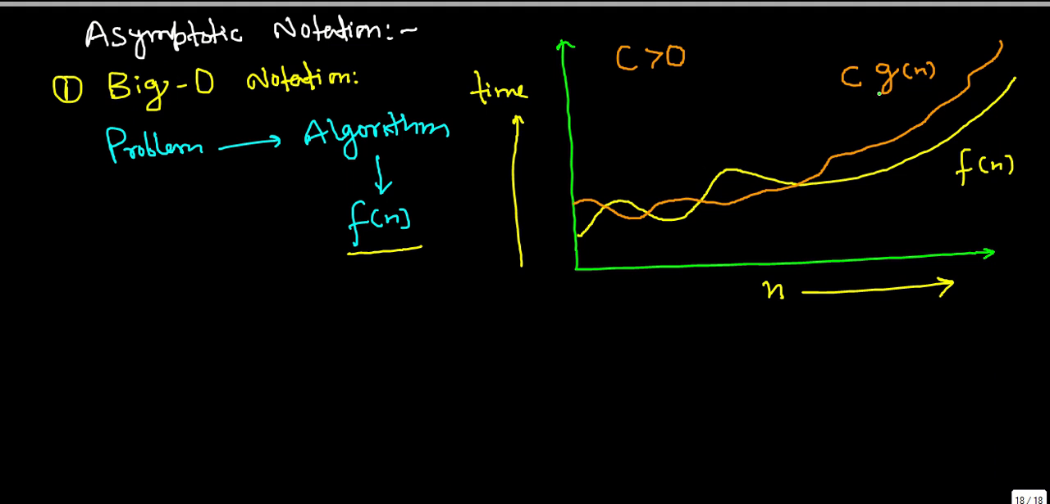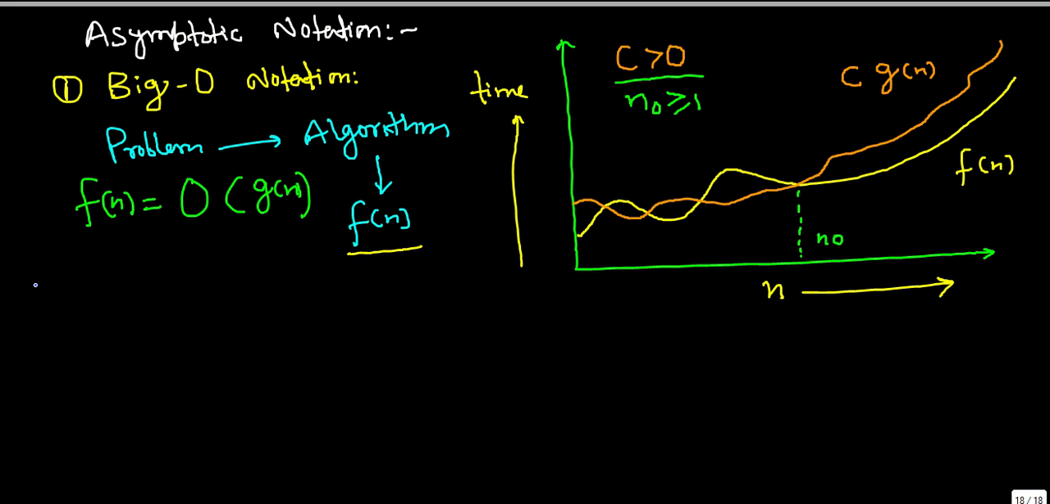If this c g(n) is greater than function f(n), for a constant value c greater than 0 and a value of n which is n naught greater than or equal to 1, then we can say that f(n) equals big O of g(n).